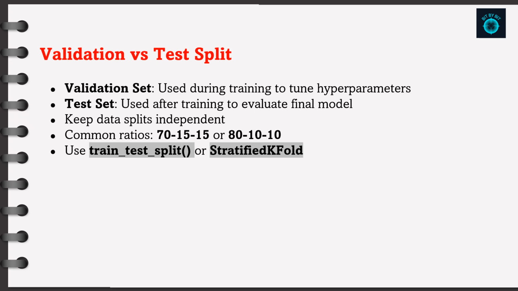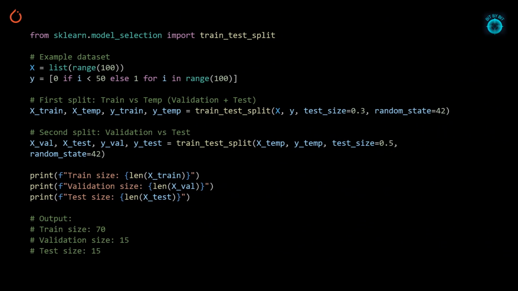Let's now see a short code example. In this example, we split a dataset of 100 items into training, validation, and test sets. We first split the data into a training set and a temporary set using train_test_split.